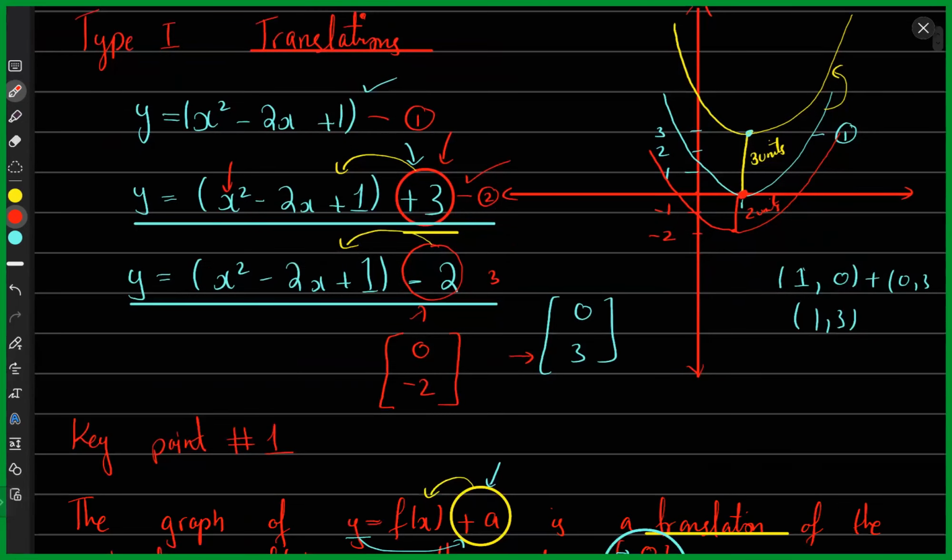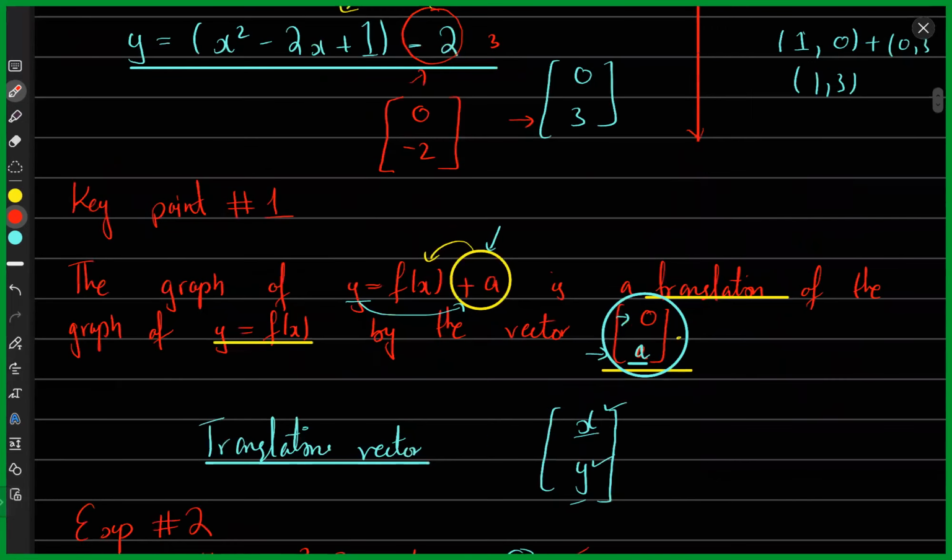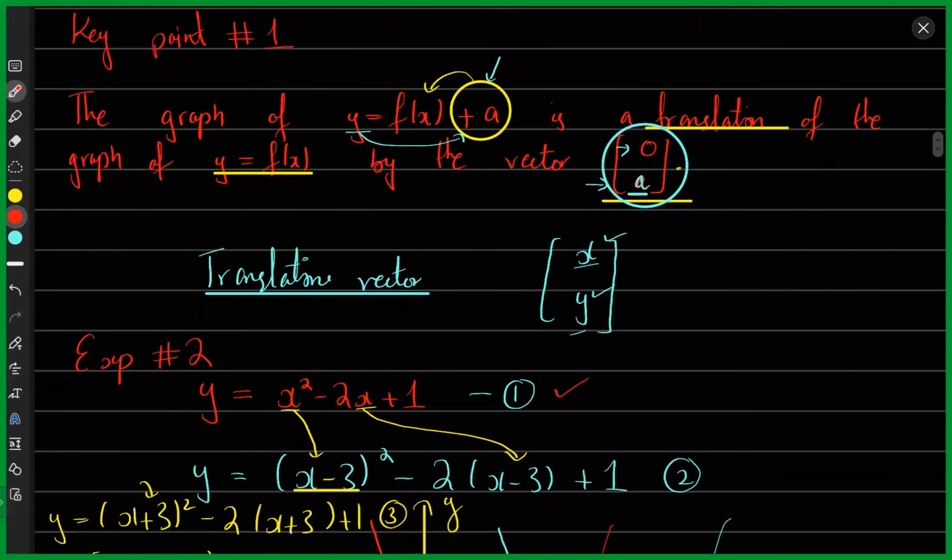Then I just wrote some key points which would help you in answering the past paper questions directly. Since we have not done all the transformations, that is why I did not start the past paper questions, but you will see that this exactly would be used to get good 3 marks. So we know that whenever we were adding positive a to an equation, I'll just read the definition. The graph of y equals f of x plus a is a translation of the graph of y equals f of x by the vector 0a.